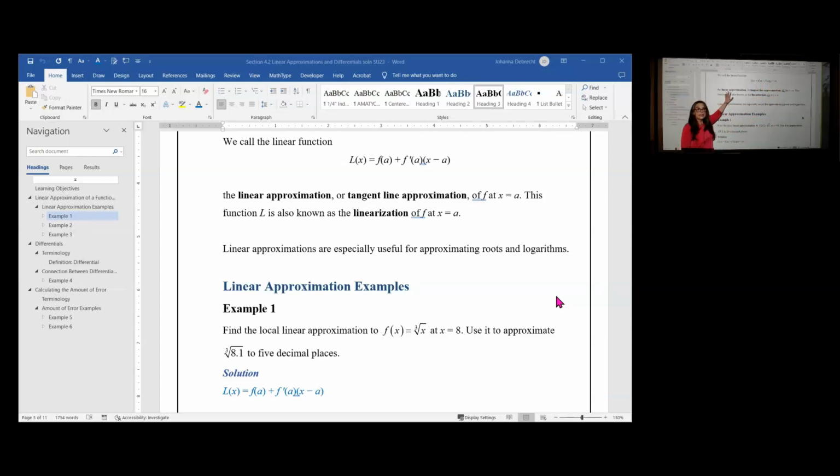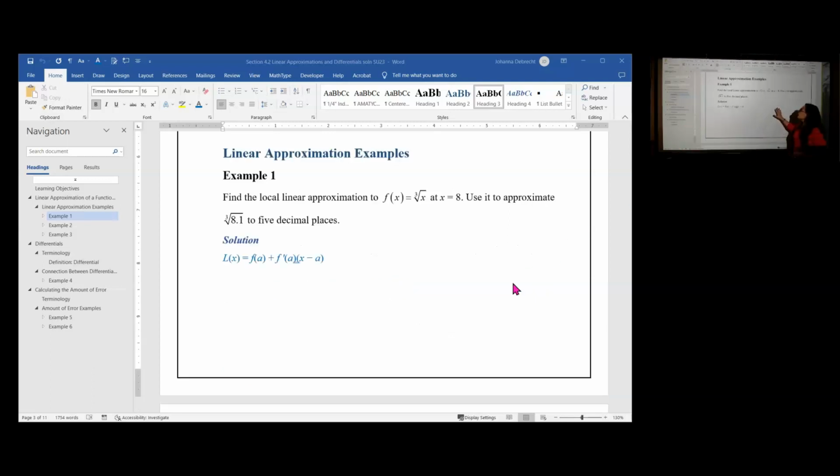This is called either the linear approximation of the function or the tangent line approximation. It's also known as the linearization of f at x equal a. In other words, you're approximating what may be a curved function with the linear function, which is the tangent line. These linear approximations are very useful for approximating roots and logarithms. Yes, you can approximate them without a calculator using a linear approximation. Let's see how accurate this would be by looking at some examples.